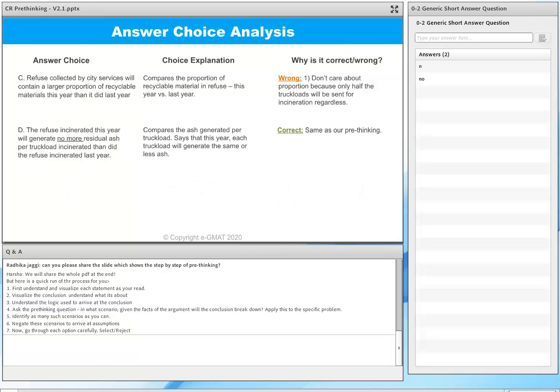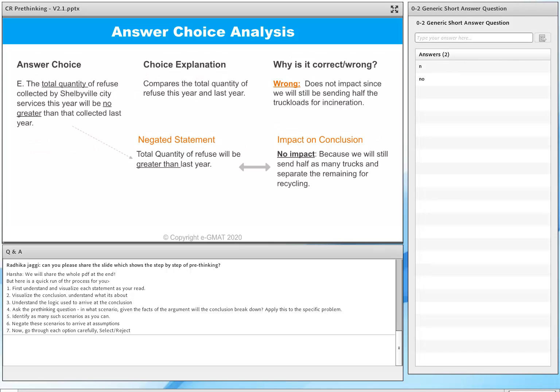Choice E, actually choice E over here, talks about total quantity of refuse. We don't care. Why? Because we are only going to send half as many truckloads. Can you see how pre-thinking makes life so simple? By forcing you to think about the logic of the argument, choices C and E, which must have been confusing, even for those who chose choice D, just become irrelevant to the entire context. And that's the value of following a process.